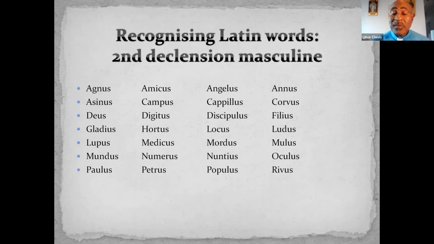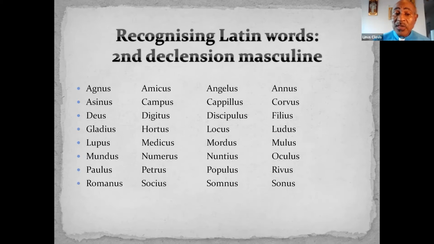Paulus is a name, Paul, but it also means small. And Petrus is a name. It also means rock. Populus, from which you get popular or people. Rivus, from which you get, well, it's easy enough. Looks like a river. Romanus, well, that's a Roman.